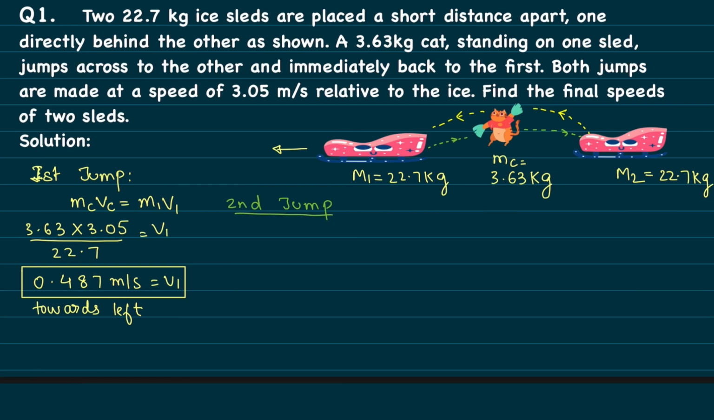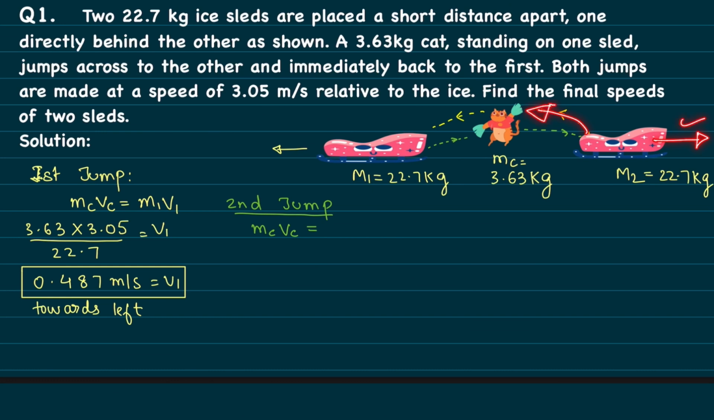The second jump takes place like here. The cat is initially at rest, then moves toward the right and then immediately comes back. So before the collision only the cat is moving with some momentum, so we will conserve the momentum again. Listen carefully, before the collision with the second sled only the cat is moving, so the momentum of the cat will be mc vc. And after the jump what will happen? When the cat moves here and comes back, the sled will start moving towards the right, but the cat is moving toward the left after the jump, right?